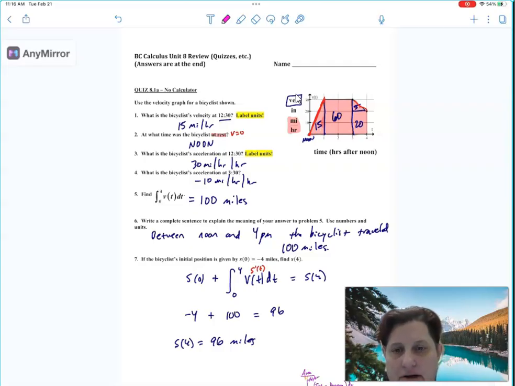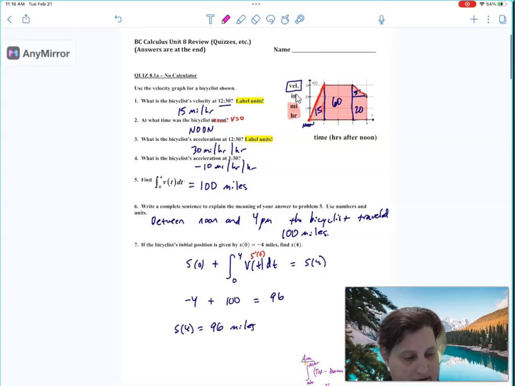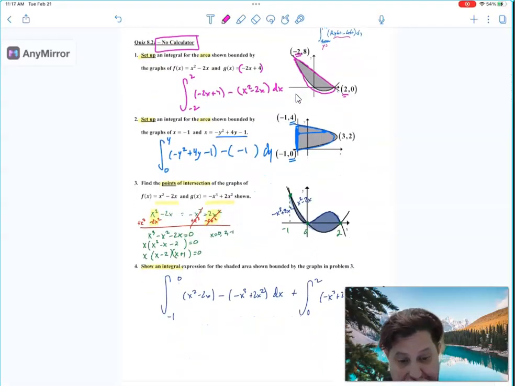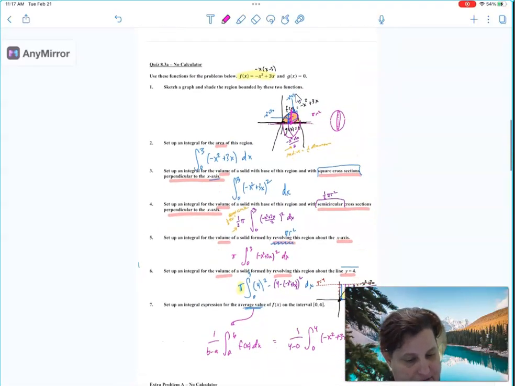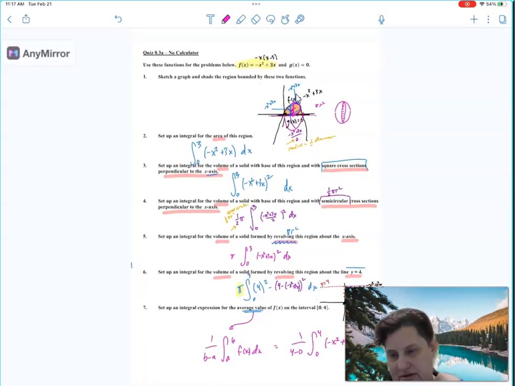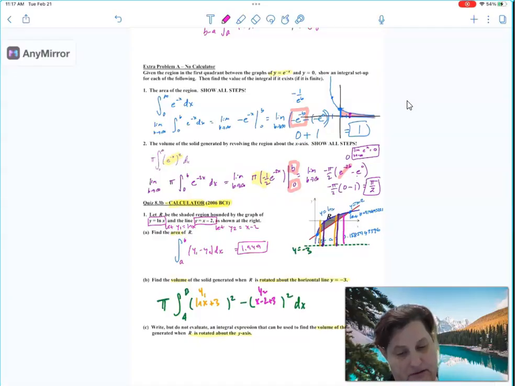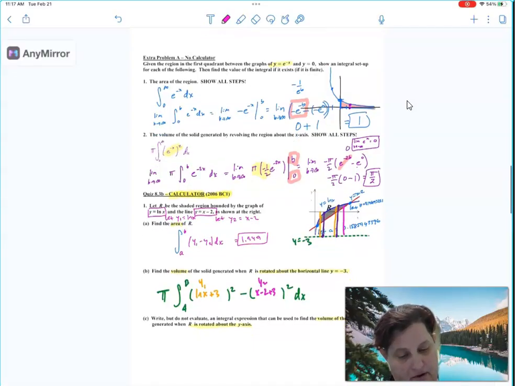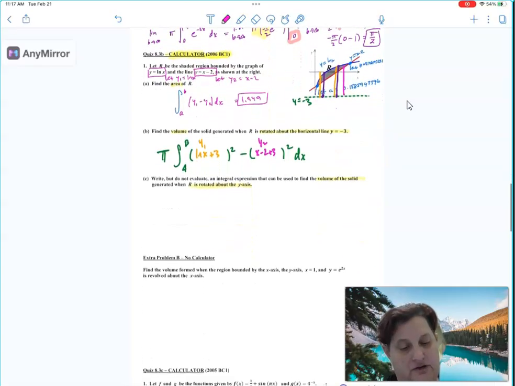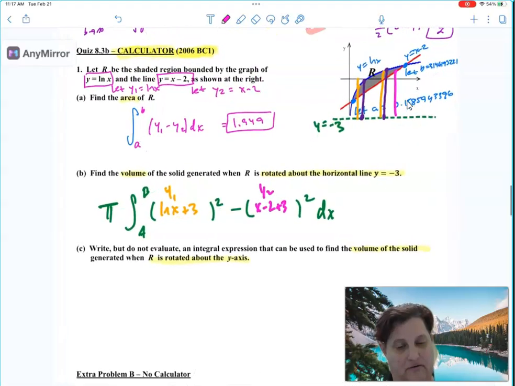So we did the first few questions of this in class. In case you weren't there, if you want to check answers, here are the answers to number 1, looking at a velocity time graph. Here are all the answers for quiz 8.2. We were doing setups of areas, mostly areas, all in 8.2. And then 8.3, we were doing setups of areas and volumes and average value. And we talked about extra problem A with no calculator, and we were in the middle of this calculator question.